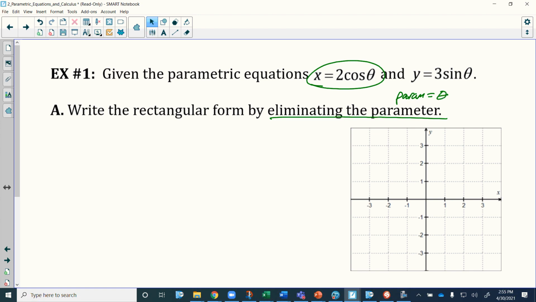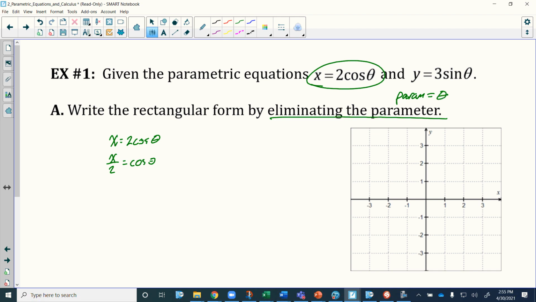With the trig identity, like for instance, the basic trig identity, sine squared plus cosine squared equals 1, if I can identify a way of producing that with the two equations that we have, we can successfully eliminate the parameter theta. And that's exactly the approach that I'm going to take here. I'm going to take the x equation and isolate the trig expression, so if x is equal to 2 cosine theta, then x over 2 is equal to cosine theta.